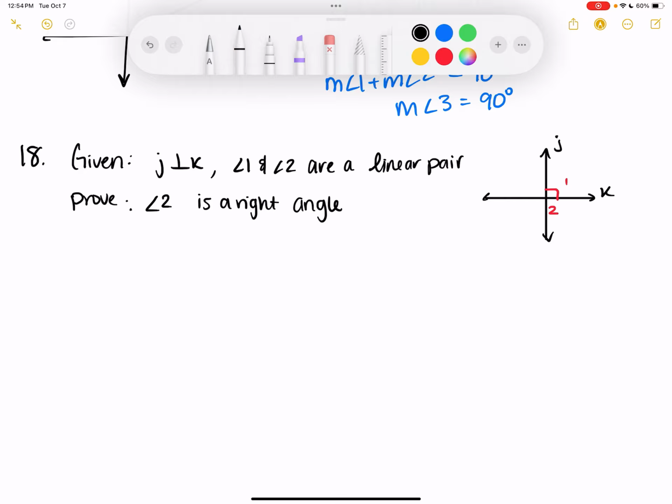All right, so my proof, and there's going to be multiple pieces to this. Have y'all seen a flow chart before? You've probably seen one in science, maybe with the water cycle or something. Yes.